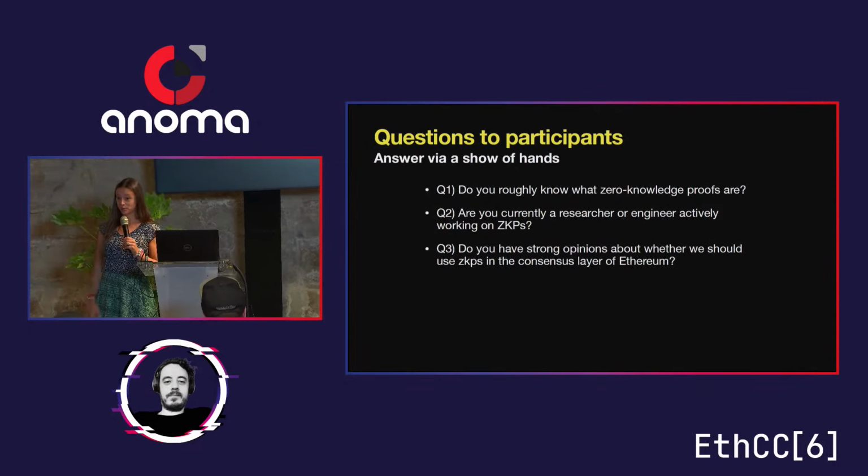So first questions, which I'm going to want you to answer via a show of hands. Question 1, do you roughly know what a zero-knowledge proof is? Okay, so some of you do, some of you don't. How many researchers and engineers do we have who are actively working on zero-knowledge in the room? A couple. And how many of you have strong opinions about whether we should use zero-knowledge proofs in the consensus layer of Ethereum? One. Okay.